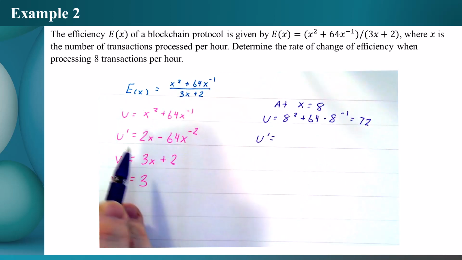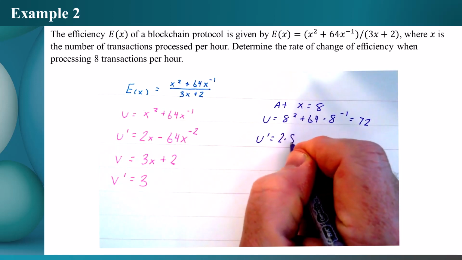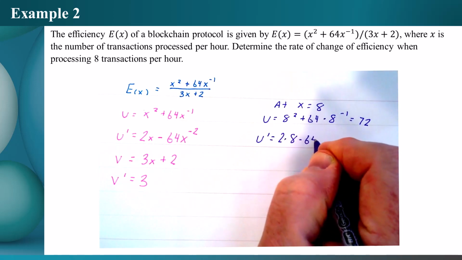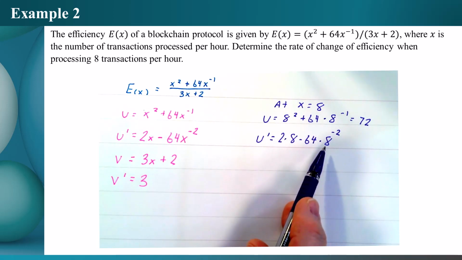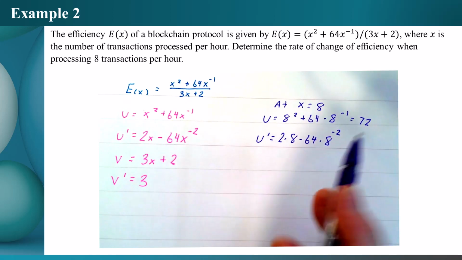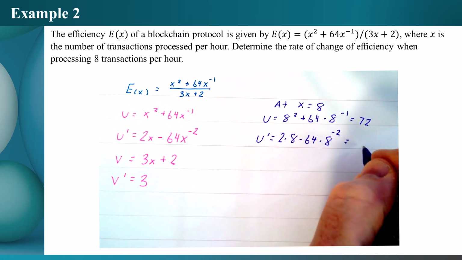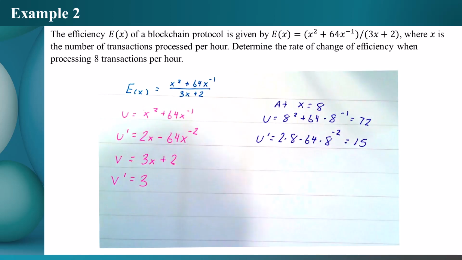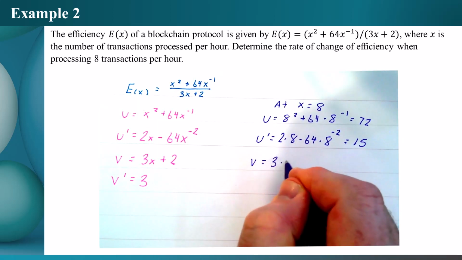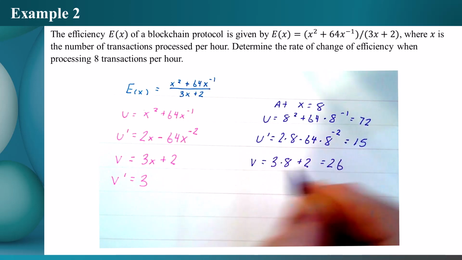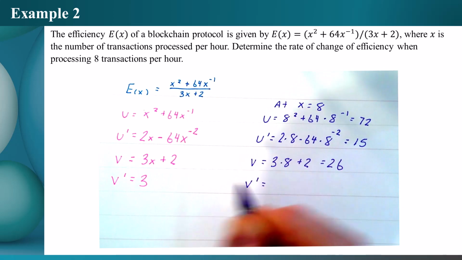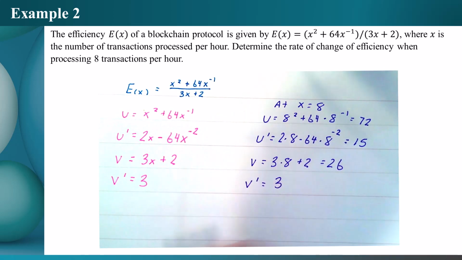U prime, let's see, that would be 2 times 8 minus 64 times 8 to the negative 2. You might note here that 8 to the negative 2 is the same thing as 1 over 8 squared, which is just 1 over 64. And looks like that's going to give me 15. V at x equals 8 is going to be 3 times 8 plus 2, which gives me 26. And v prime is just 3 no matter what the value of x is.